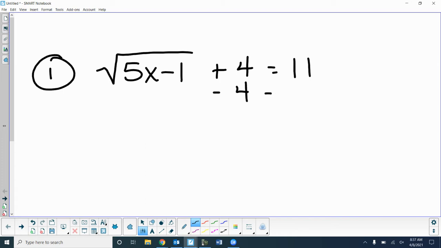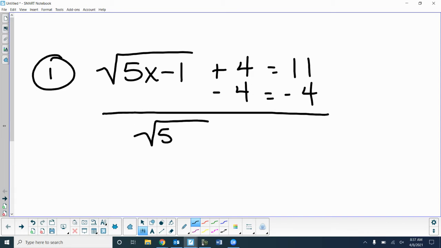So don't forget, you have to isolate the radical first before we get rid of that radical. Okay? Some of you were squaring right off the bat. So remember, isolate the variable first, and then we can square both sides. Okay?